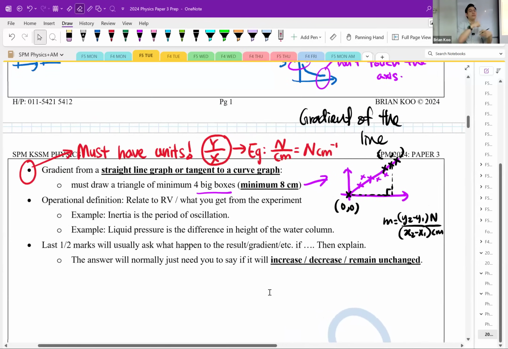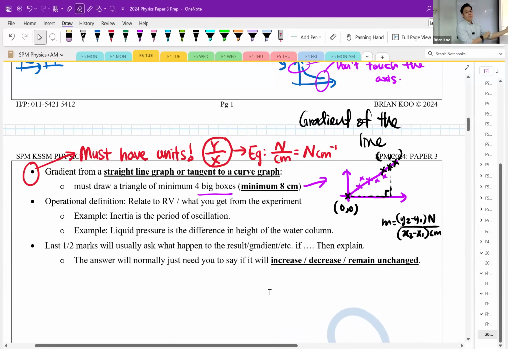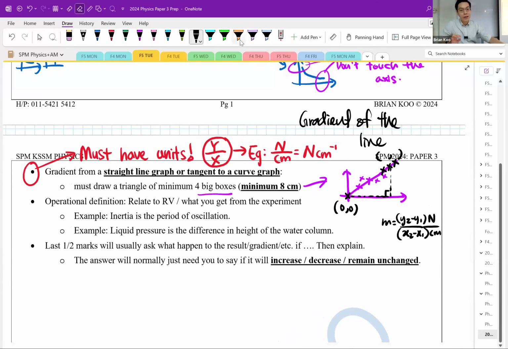Operational definition. I don't think you will get asked also, operational definition. I know normally you are quite worried about this operational definition, how to write. Just relate to the RE, or relate to whatever you get from your experiment.